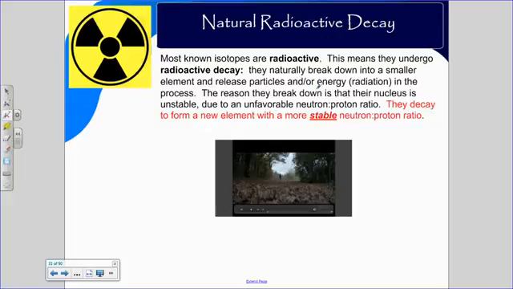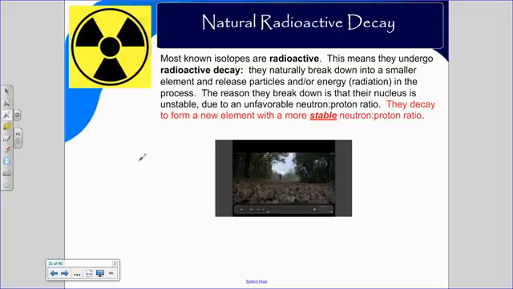Most known isotopes to humanity are radioactive. There's, I think, 600 odd known isotopes out there. I think there's 114 plus elements. There's almost 700 isotopes, most of which are radioactive. Tells us that for the most part, if you think about all the atoms that are out there, radioactivity is common.